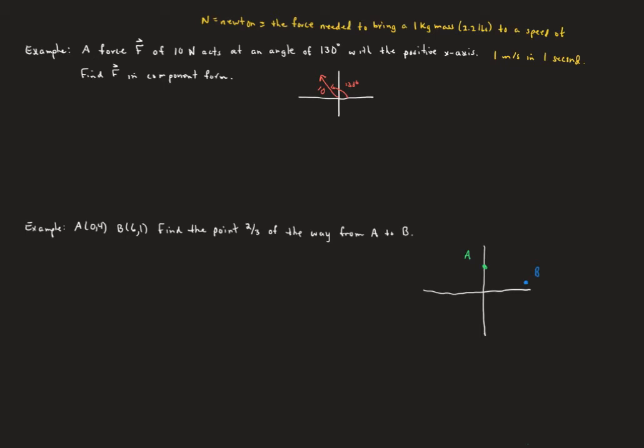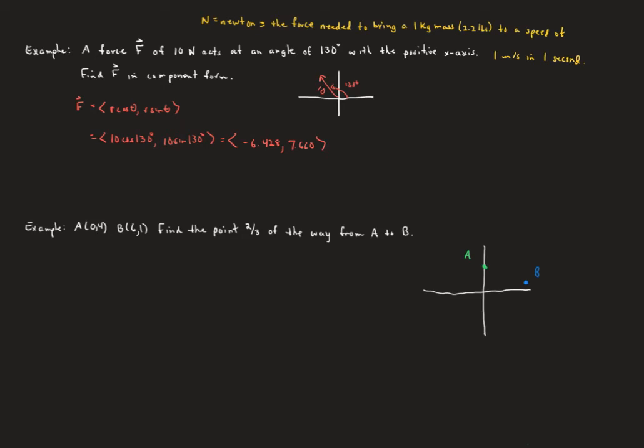So in component form, our force vector is going to be r cosine theta, comma, r sine theta. And so that's going to be 10 cosine 130 degrees, comma, 10 sine of 130 degrees. So that's our exact value. And if you punch that into your calculator, I believe that's going to become a negative 6.428 for the x component or horizontal component, comma, 7.660. So there we have it.